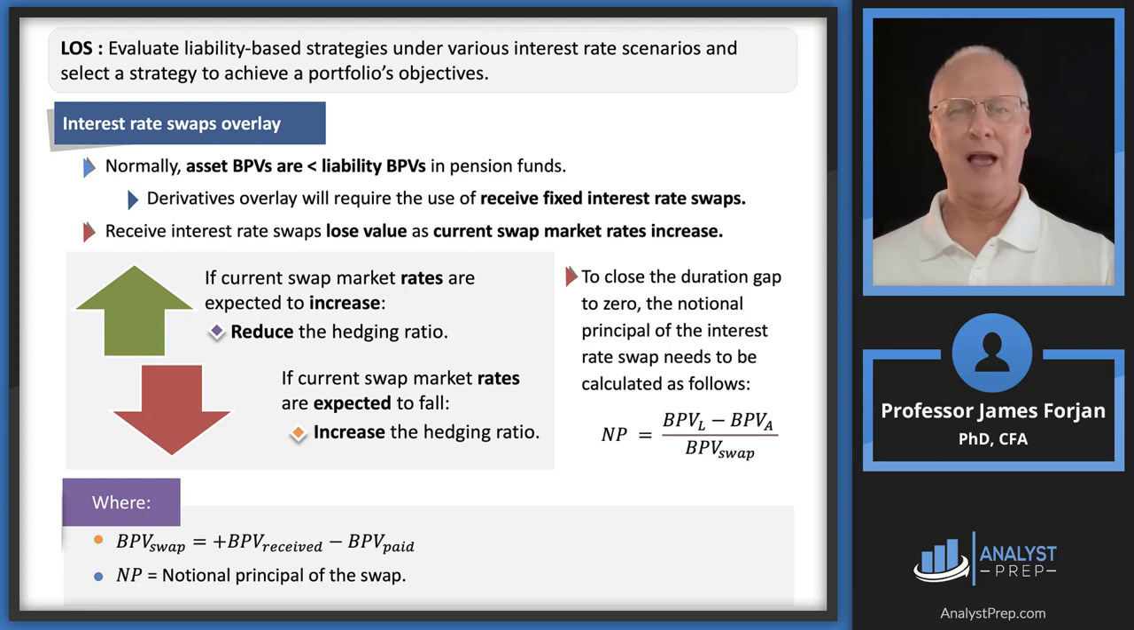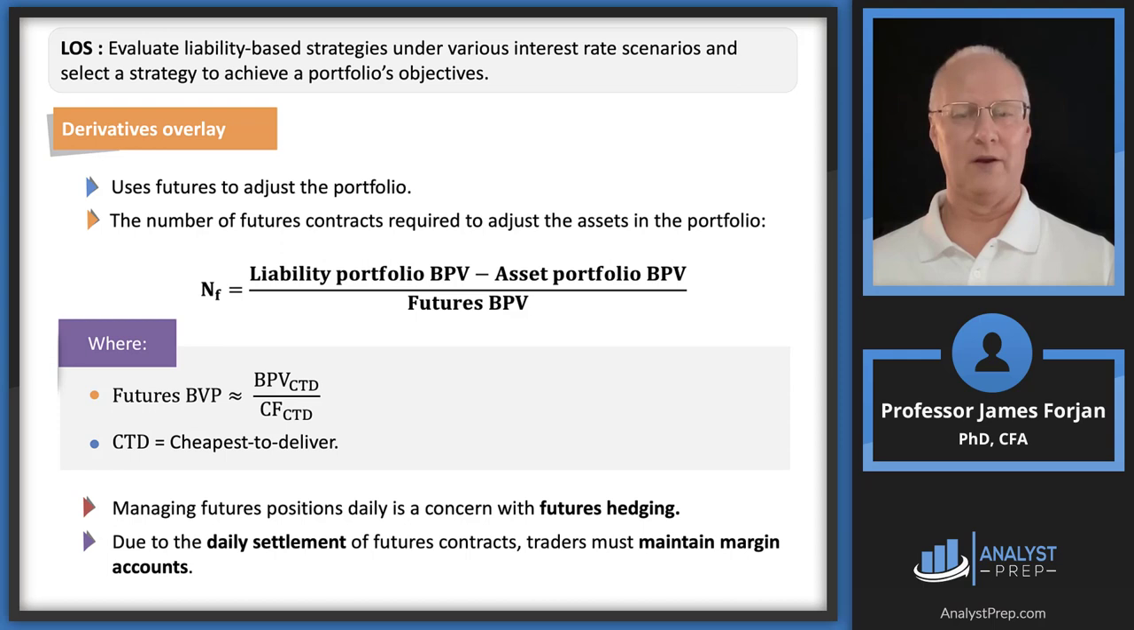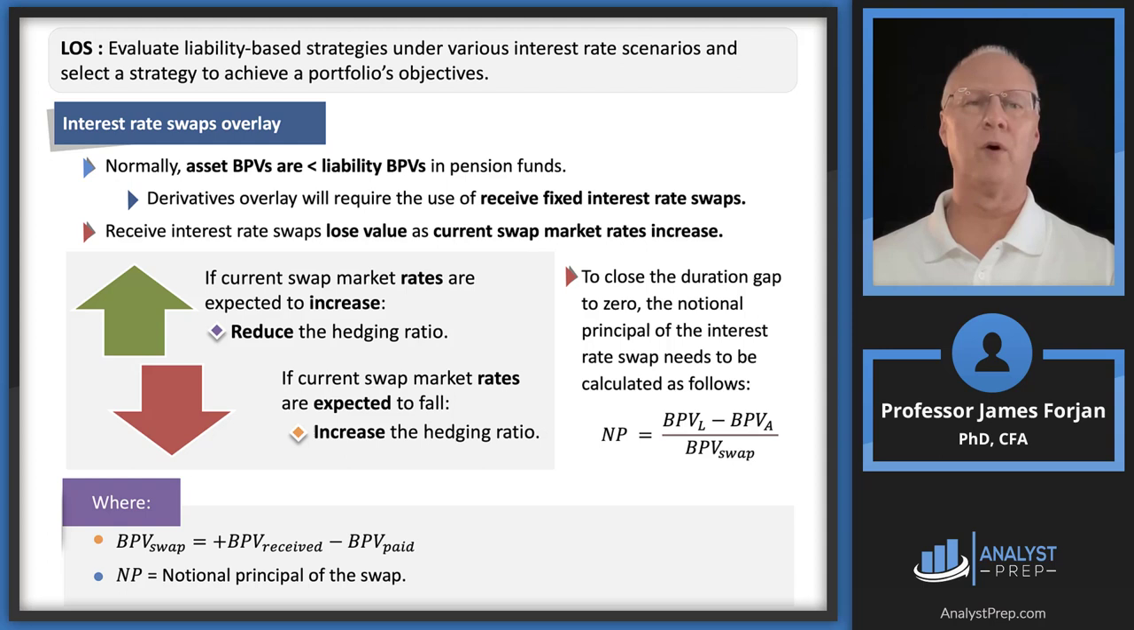And there's a formula over there on the right. There's our notional principal of the swap, and notice the similarities. Still almost identical formulas there. So solving for that notional principal for this interest rate swap overlay.